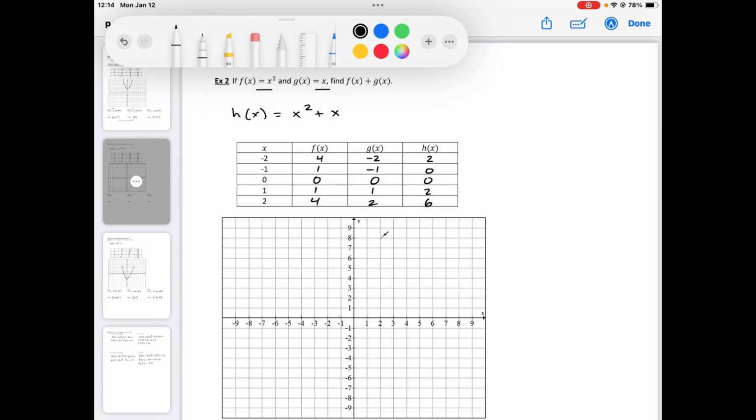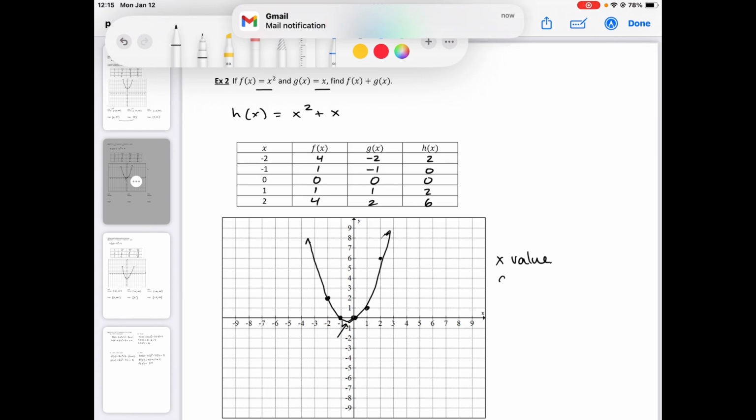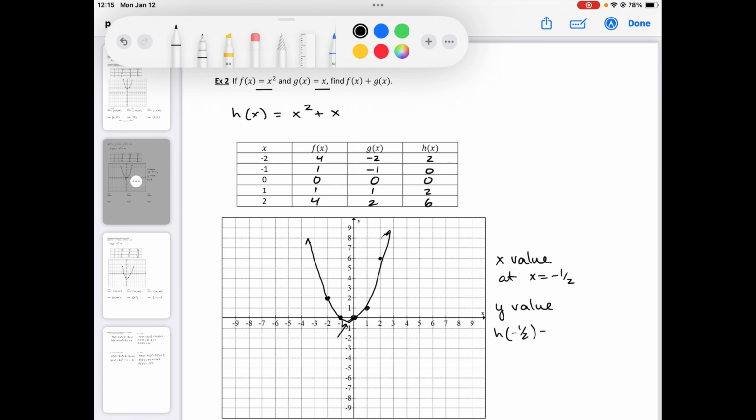Now we can plot them on. So I've got (-2, 2), (-1, 0), (0, 0), (1, 2), and then (2, 6). Now I know this is a parabola, and I know that it's going to go below the x-axis a little bit. For my range, I need to find where that lowest point is. That lowest point occurs at the vertex. That x value is going to be halfway in between those x-intercepts, which is at -0.5. Then I need to find the y value of the vertex by substituting in that value here.